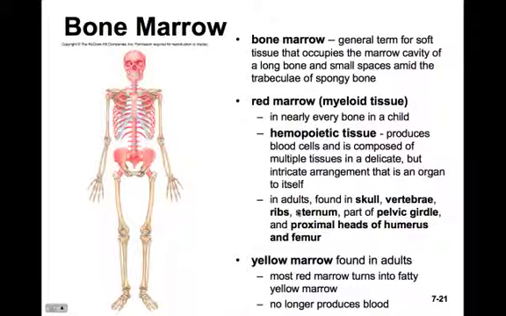Yellow marrow is found only in adults. In adults, most of the red marrow in the long bones is going to turn into a fatty yellow marrow. This fatty yellow marrow no longer produces blood. It's the marrow you're probably familiar with seeing in a long bone that you might give to a dog. Often it's the femur cut into sections, and you can see that fatty yellowish material in the center that they love so much. So that brings us to the end of this section of lecture.